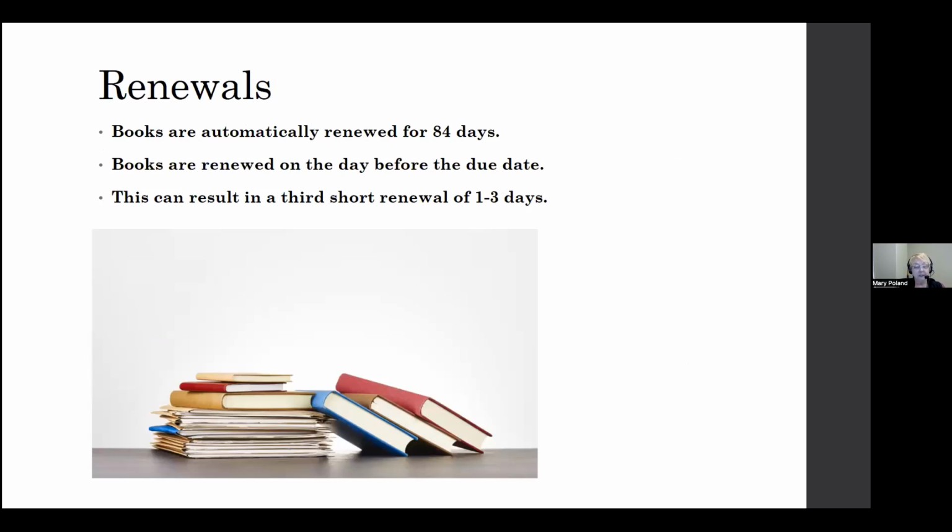So we do give 2 automatic renewals for GIL Express. They're renewed automatically for 84 days. They are usually renewed on the day before the due date. And you can sometimes see that there'll be a third renewal, and it'll be for just a few days. But the total amount of time that books are renewed for for GIL Express is 84 days.